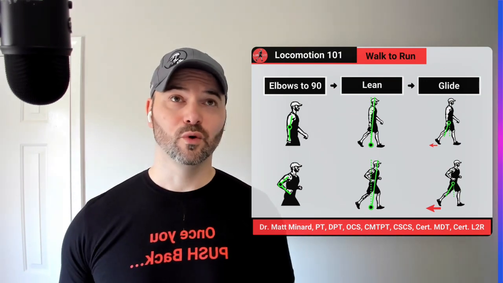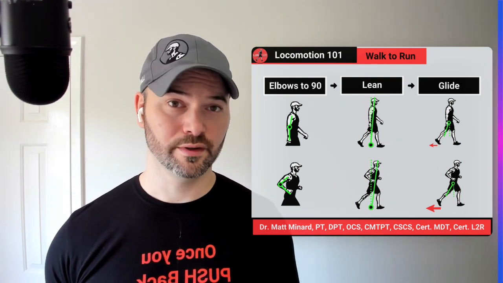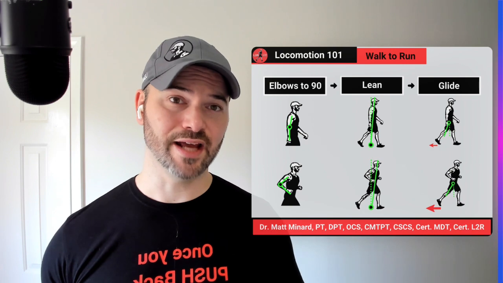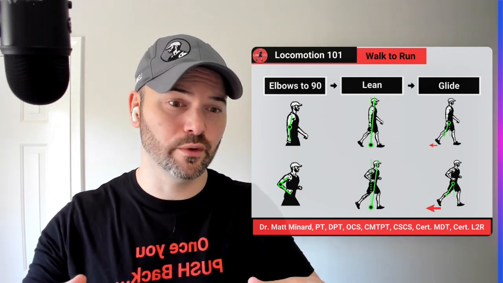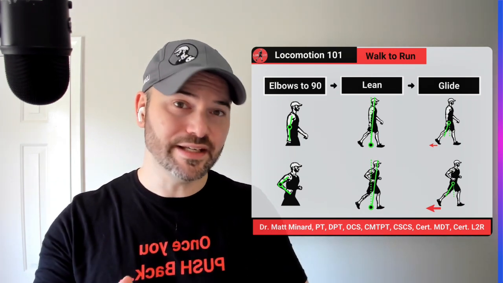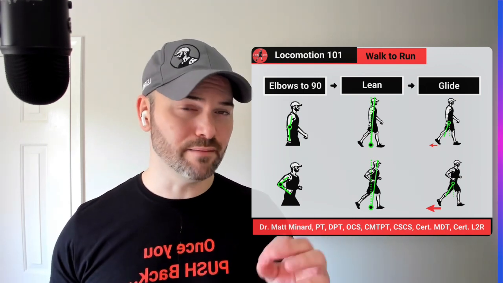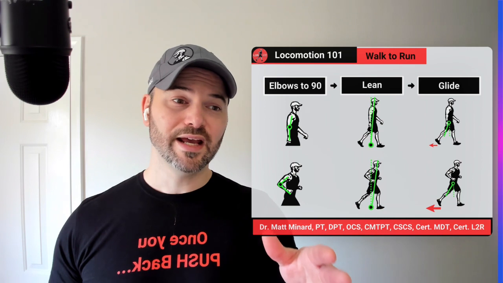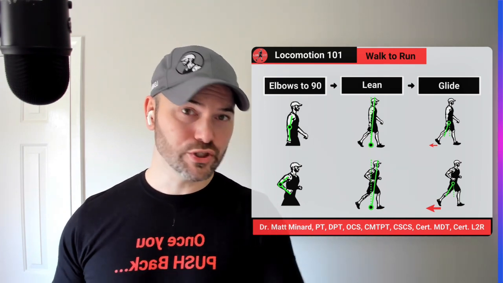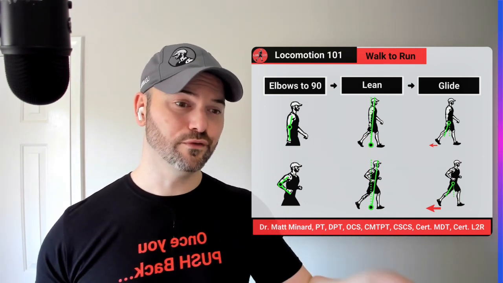2, the lean. We lean a little bit further forward the faster we go, leaning at the ankles, which keeps our center of mass forward. It sets us up for optimal landing space in relationship with our center of mass and where we land and load, to minimize braking and slowing down. And 3, the gliding, pushing the ground backwards to move forward.